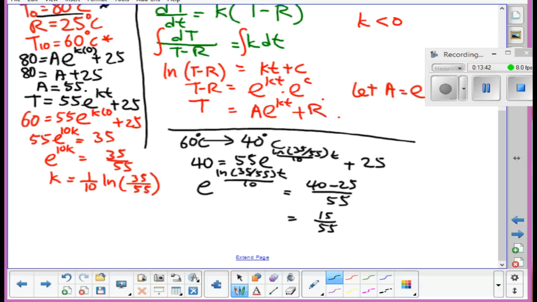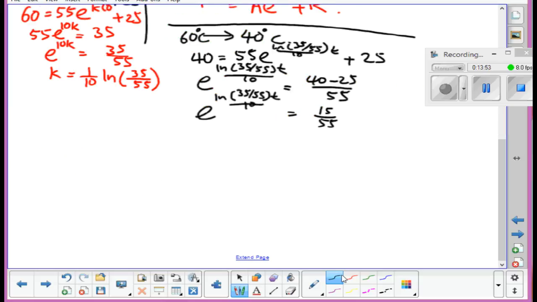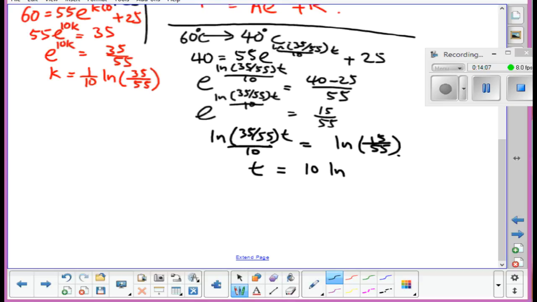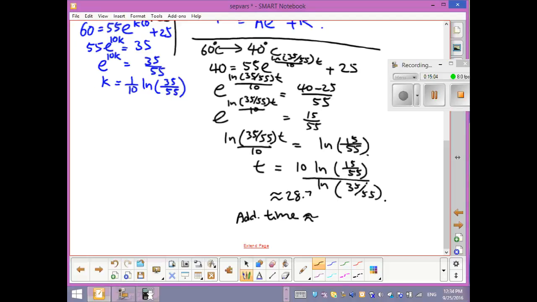And this is e to the power of natural log of 35 over 55 times t divided by 10. Therefore, I will have t itself as 10 times natural log of 15 over 55 divided by natural log of 35 over 55, which correctly will be about 28.7 minutes to three significant figures. And because it takes 10 minutes to go from 80 to 60, now from 60 to 40 degrees Celsius, it takes 18.7 minutes. So here's the answer.